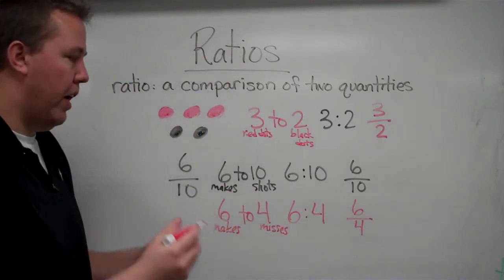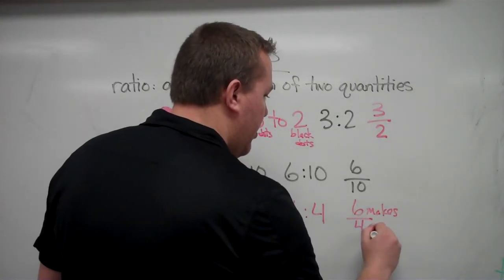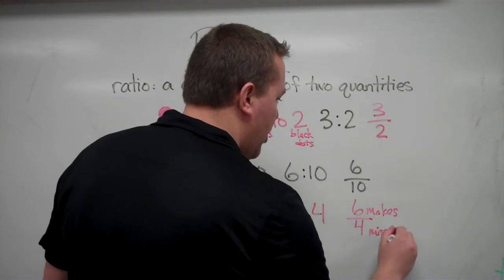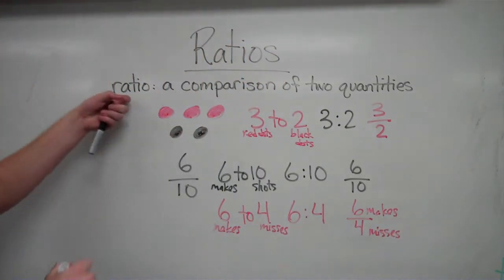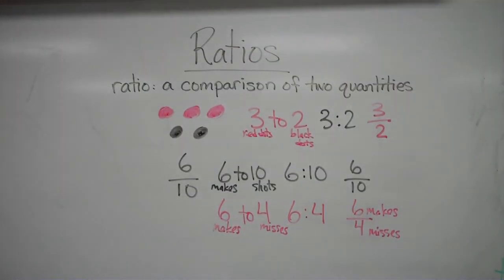That way, on this fraction, makes to misses, we know that we're comparing things, because that's what ratios are. Ratios are a comparison of two quantities. Hopefully that helps as you learn the 3 different ways to write ratios.